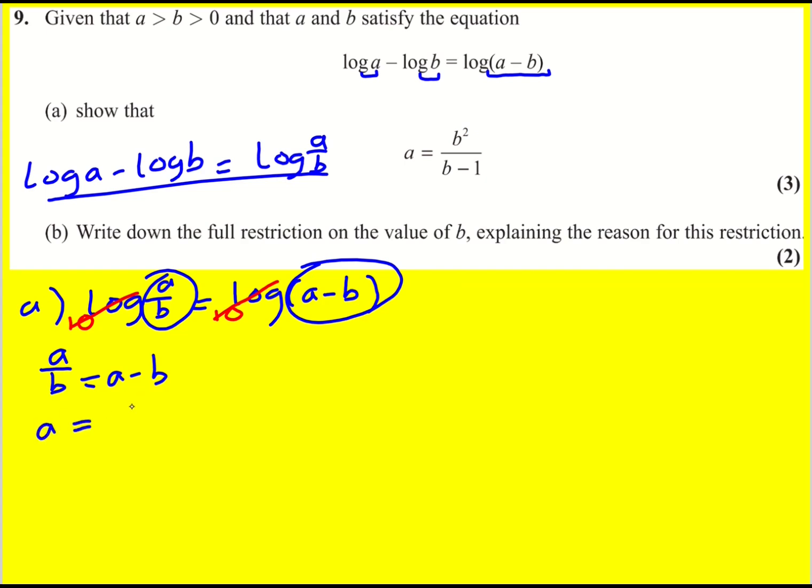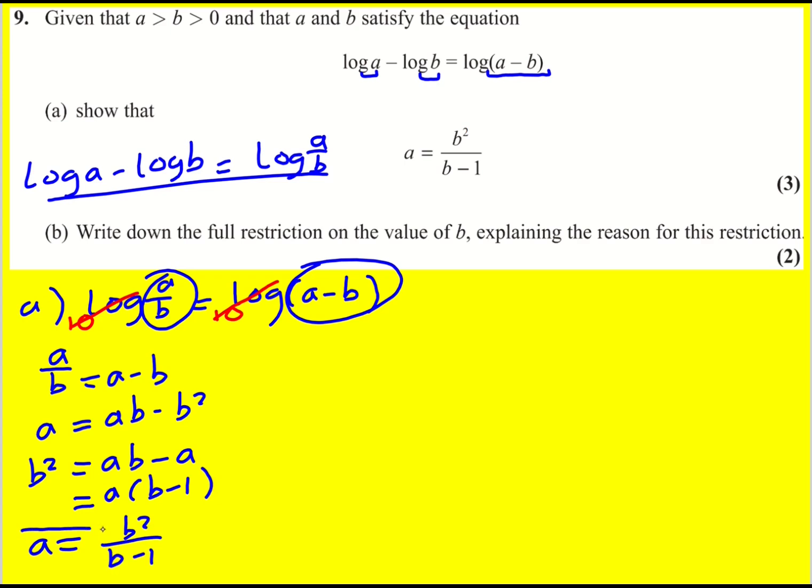I want to make a the subject now, so a is equal to ab minus b squared. I've got a fraction, I've got it on both sides, so I just need to mess around with it algebraically. I'm going to add b squared and minus a. Give me b squared is ab minus a. Factorize out the a now. And finally, I'm going to get a equals b squared over b minus 1 as we wanted.